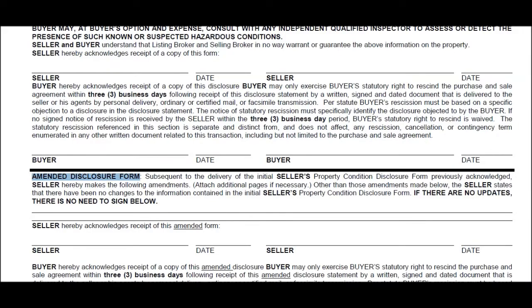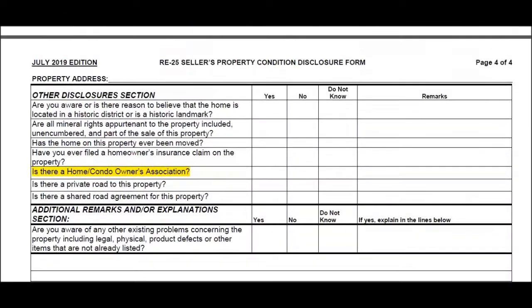If there is a change, a buyer gets to cancel. So the committee was very cautious. You want to be very careful when putting lines in the RE25 because every time it's changed, you're essentially giving the buyer an opportunity to cancel the transaction. So at the end of the day, the committee did not feel it was appropriate to specifically have a line in here that talked about what your annual dues are, is there a transfer fee, how much, etc., because those things have a tendency to change frequently.